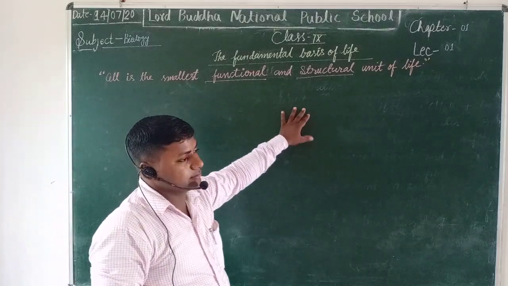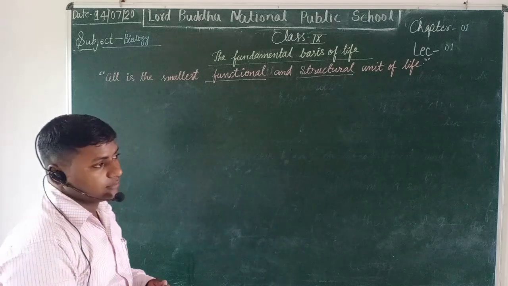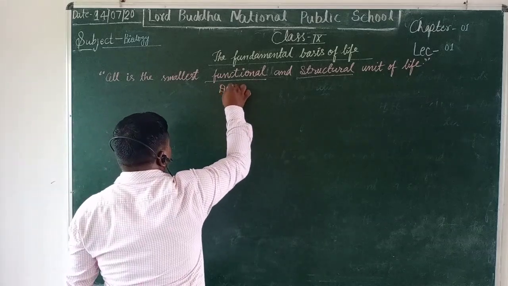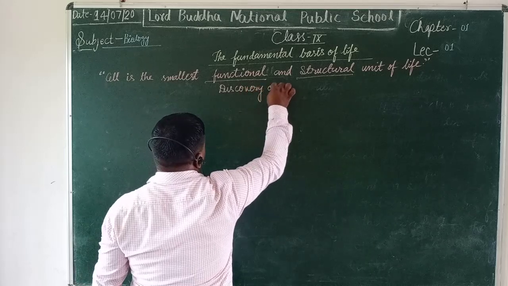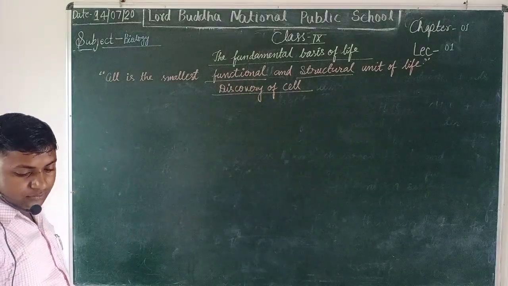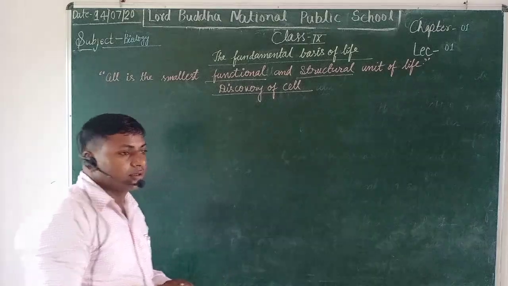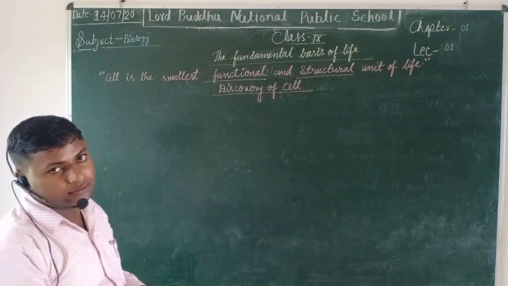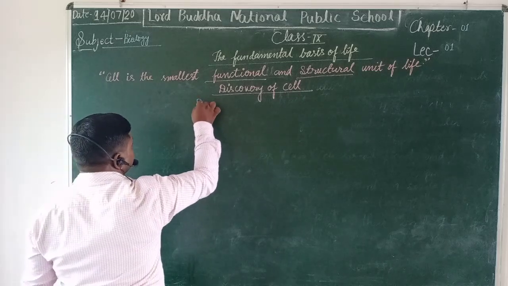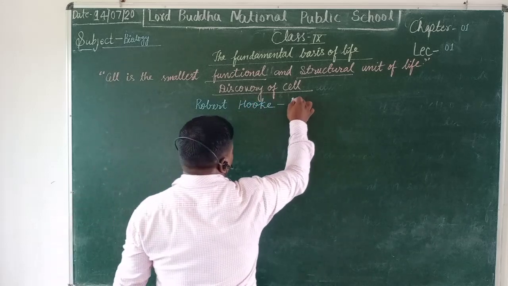Now, students, we will discuss when and how the discovery of the cell took place. कब और कैसे कोशिका की खोज हुई. Discovery of cell. As the term discovery of cell comes to our mind, first of all the name of a great scientist arises in our mind: Robert, yes, Robert Hooke, during 1665.